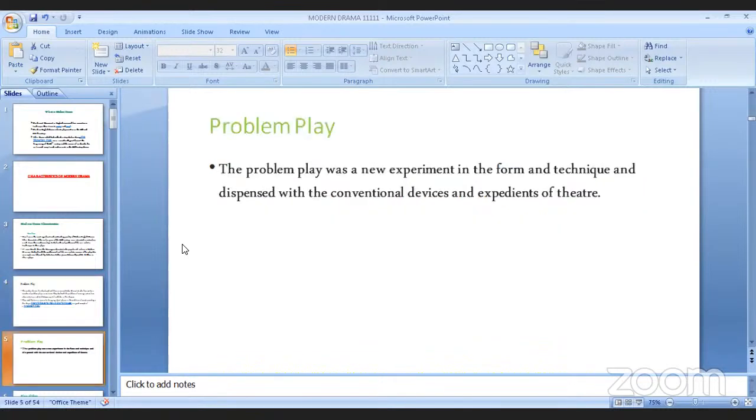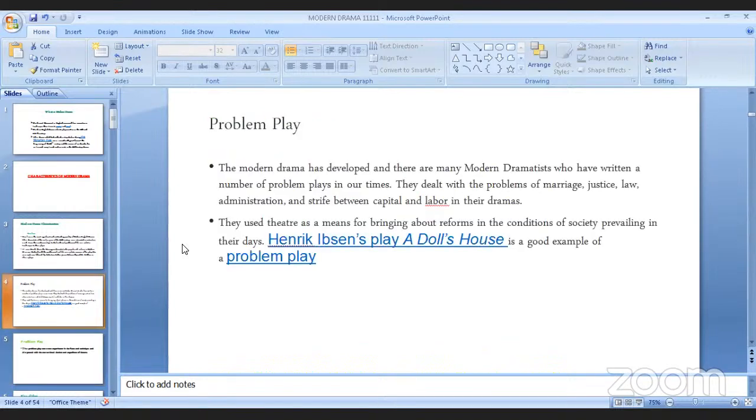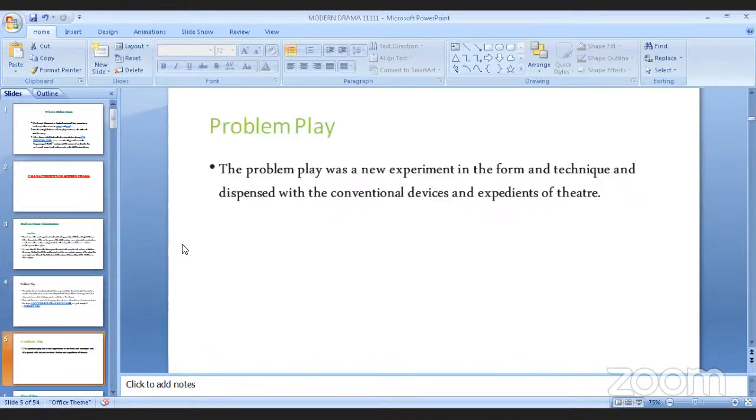Now, what is a problem play? It's a kind of experiment in the form and technique that dispenses with the conventional devices and expedients of theater, where the play revolves around a particular problem. Hence, it is called a problem play. Now, I think we'll be doing A Doll's House, and then you will understand what exactly the problem is around which the whole play is woven.